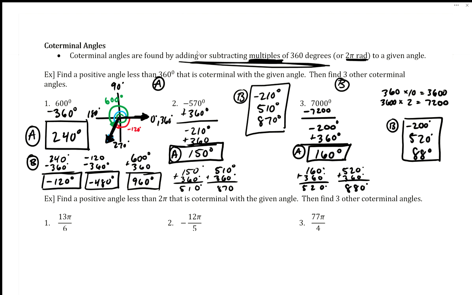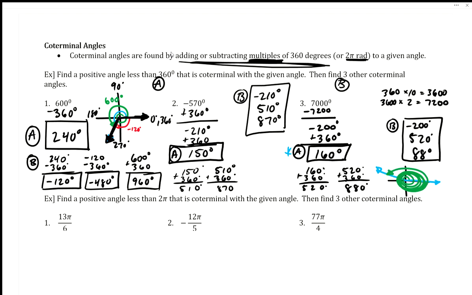The 7,000 degrees would be crazy to try to show. We know 160 is close to 180, so I'm going to mark that in blue. The 7,000 would go around actually 19 times. It gets crazy, and then eventually gets there.